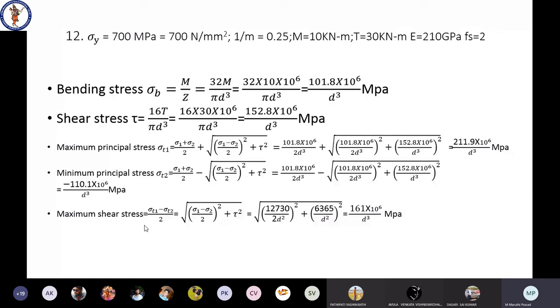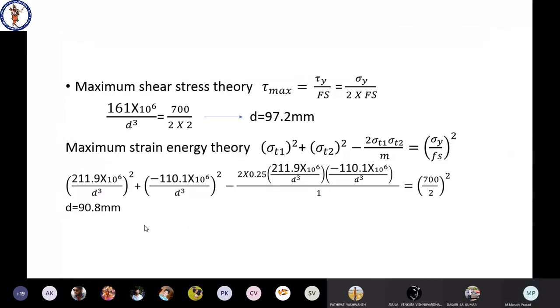Okay, you can go for any two theories of failure. Here I have taken two. One is maximum shear stress theory. Second one is maximum strain energy theory. You can go for any two theories of failure. There is no restriction, because in the problem the liberty is given to you.